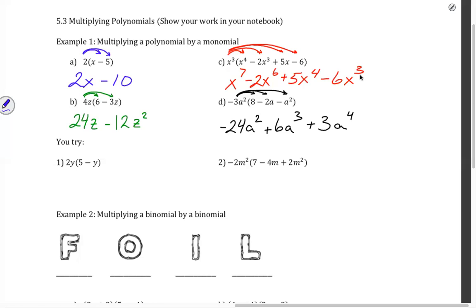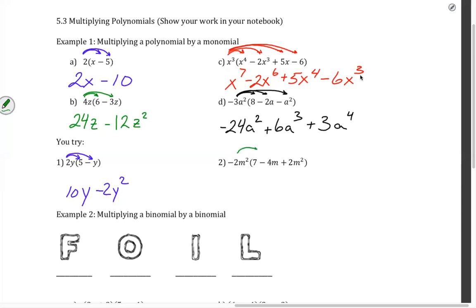So here we go, Mark. Here you should have 10y minus 2y squared. How come the 10y? 2y times 5 is 10y. 2y times negative y is negative 2y squared. Owen, are you with me, buddy? On that? Yeah.